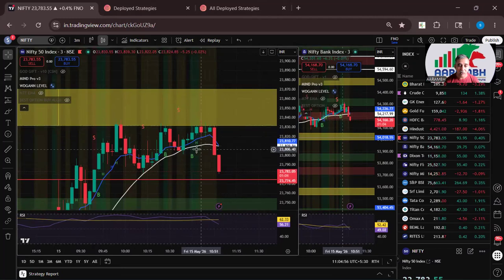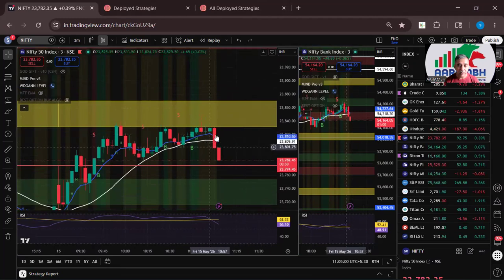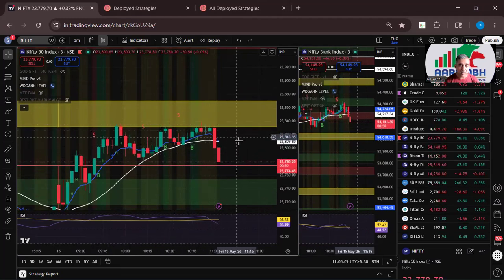But the price is coming below the moving average. You are supposed to exit this trade because this is a bearish engulfing candle in the 3-minute time frame. So you can book the profit when the price touches the yellow zone, or you can book the profit when the bearish engulfing happens.